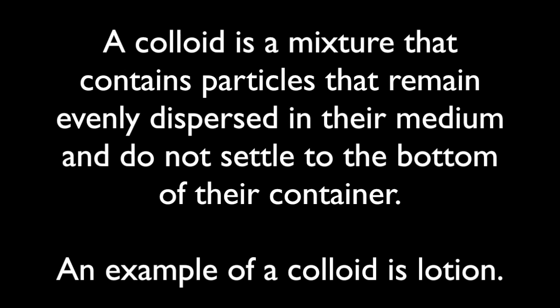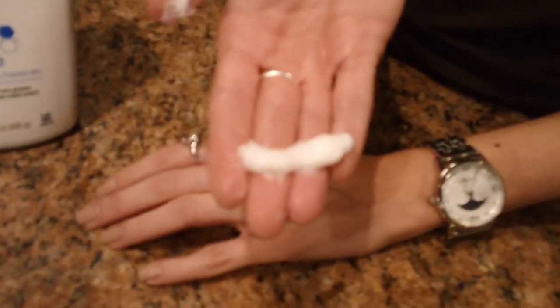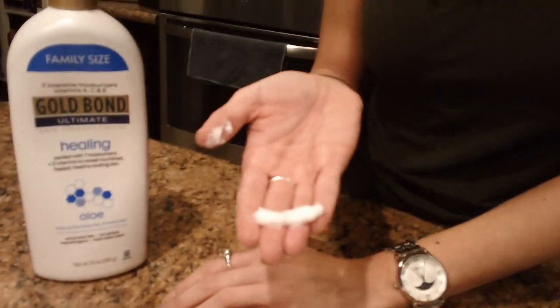A colloid is a mixture that contains particles that remain evenly dispersed in their medium and do not settle to the bottom of their container. An example of a colloid is lotion. If the particles are large enough, a colloid mixture will appear cloudy. This happens because the particles scatter light, entering the medium in many different directions. As you can see, it's not possible to visibly see individual particles in the lotion. This is because they're evenly dispersed.